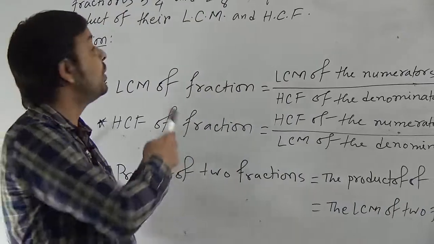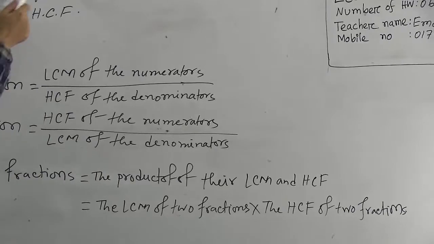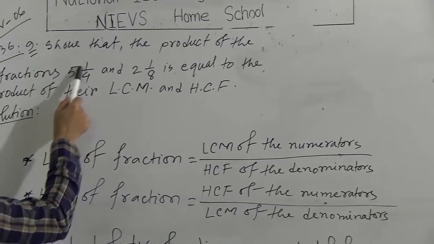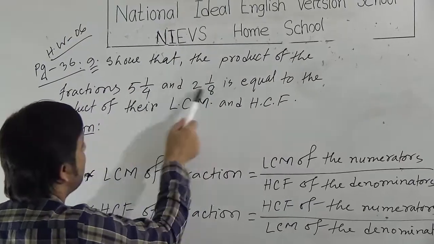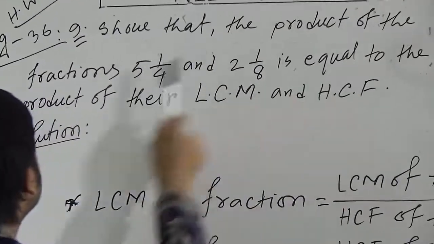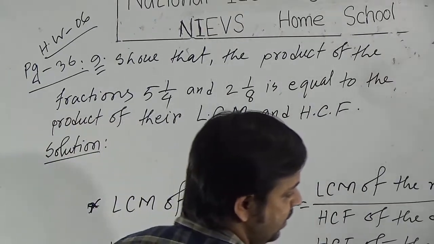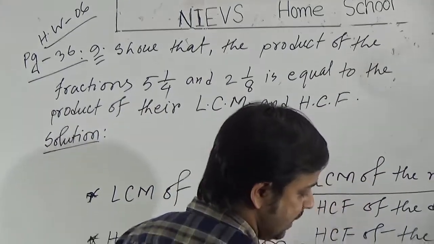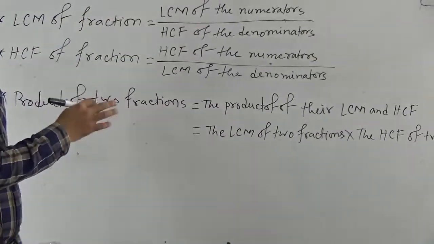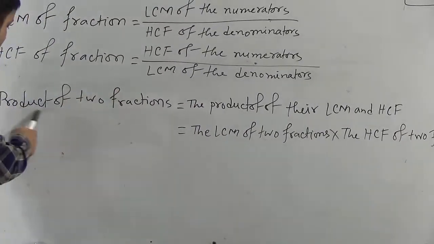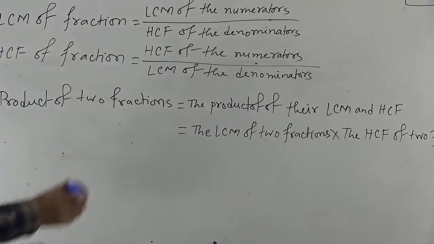Now you can read the question. What is the question? Show that the product of the fractions 5 integer 1 by 4 and 2 integer 1 by 8 is equal to the product of their LCM and HCF. It means that if we multiply the LCM and HCF of the fractions, we will get a product, and that product will be equal to the product of the two given fractions. Now I will solve the problem.